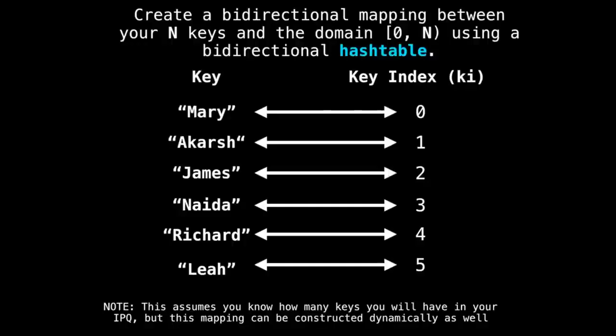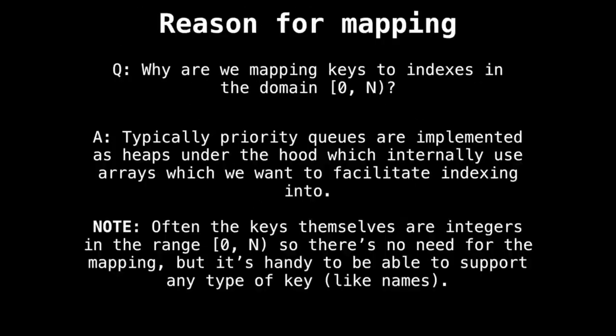Note that this mapping is intended to be bidirectional, so I would advise using a bidirectional hash table to be able to flip back and forth between the key and its key index. Basically, any operation on the index priority queue will require the associated key index of a particular key. So you're probably wondering why I'm saying that we need to map keys to indices in the domain 0 to n non-inclusive. The reason for this is that typically priority queues are implemented as heaps, which, under the hood, are actually arrays. So we want to facilitate being able to index into those arrays. This will become apparent shortly.